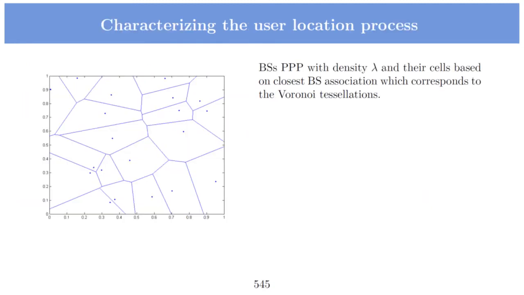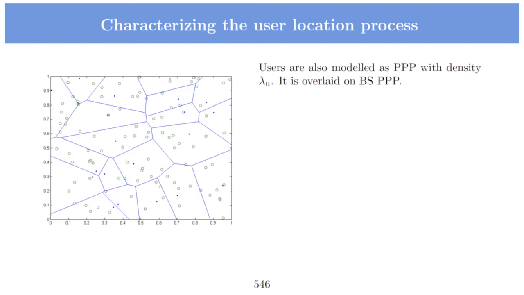So now just for one example, let's see how this user process looks like. What we do is first we generate all these base stations which are according to PPP. Then we divide the area into small Voronoi cells. And all the users in a cell will have this base station as the closest one among all other base stations. Now we generate the users, which is also PPP.